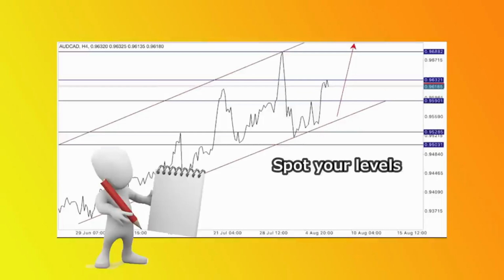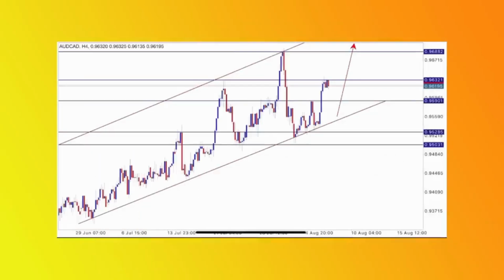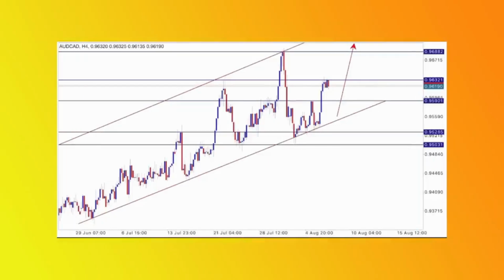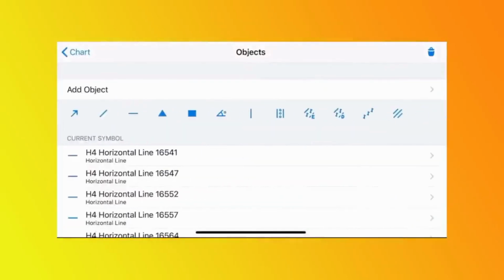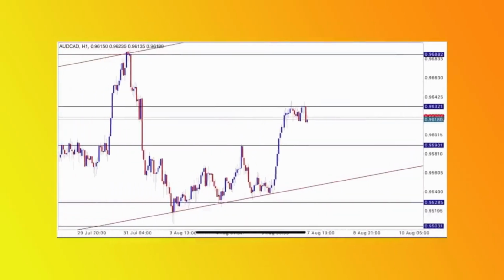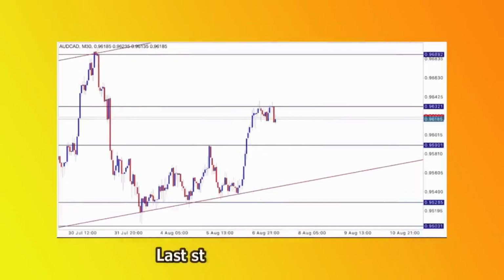You need to basically find your levels, then you need to find your trends, and then the last step will be identifying your entry points. Now, let's go about identifying our entry points. I'm going to go to the H1, 30 minutes or 15 minutes chart. If you want to go to the H1, let me remove any extras so I can see properly. If you go to the H1 and you don't find an entry, you can go to 30 minutes or as little as 15 minutes chart.